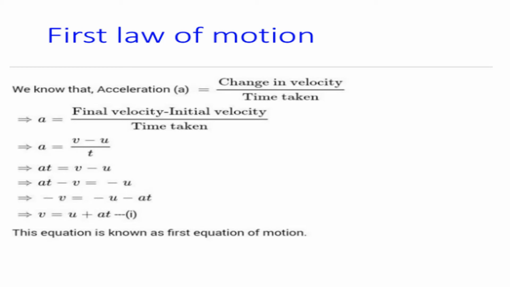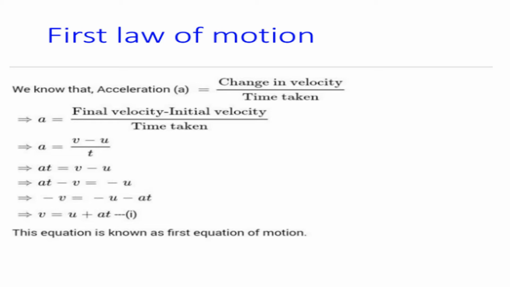Now let's derive the first equation of motion. The first equation of motion is v is equal to u plus at. It gives the velocity acquired by a body in time t. So consider a body having initial velocity u. Suppose it is subjected to a uniform acceleration a, so that after time t its final velocity becomes v, meaning the final velocity is v.